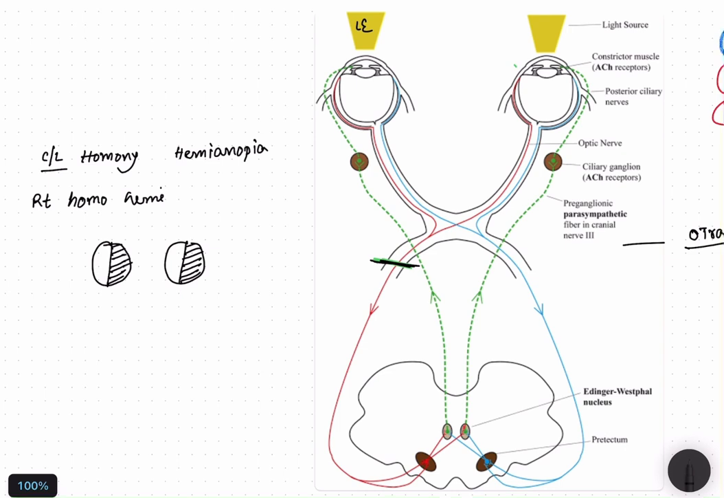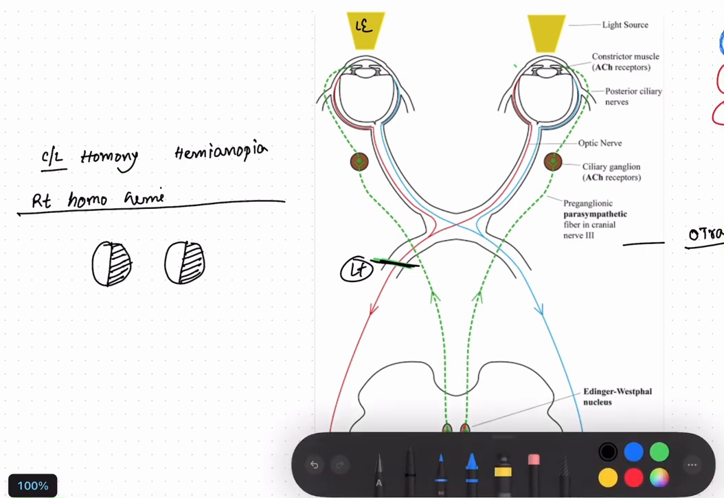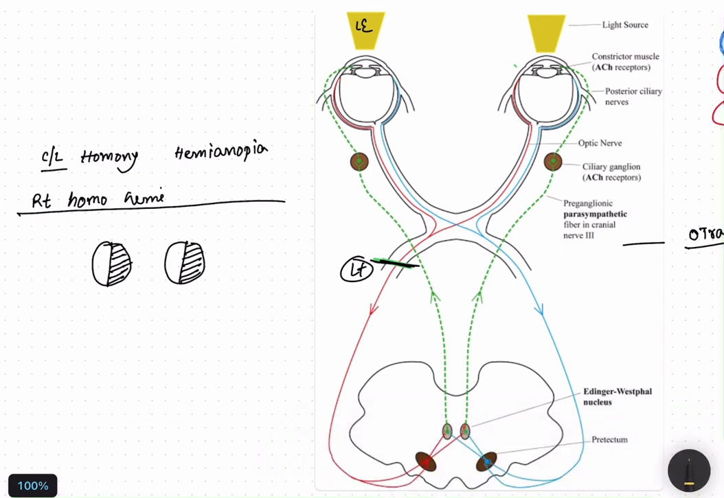Now, why is this important? Supposing this is a patient of optic tract lesion, and the lesion is at the left optic tract, and the patient has this right homonymous hemianopia. Now, if you are testing the pupillary light reflex in this patient by throwing light from the temporal side of the right eye, what will happen? This is the right eye visual field, this is the left eye visual field.